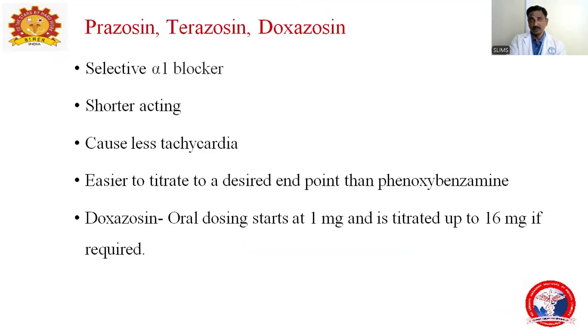Other drugs that can be used are prazosin, terazosin, and doxazosin. These are selective alpha-1 blockers, which are short-acting compared to phenoxybenzamine, cause less tachycardia, and are easier to titrate to the desired endpoint than phenoxybenzamine. Doxazosin is given as oral dosing starting at 1 milligram, and it is titrated up to 16 milligram if required.